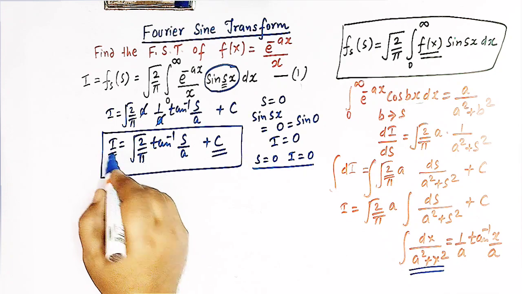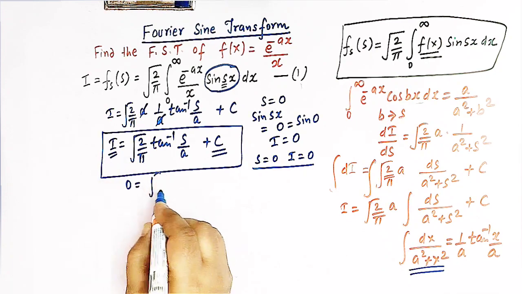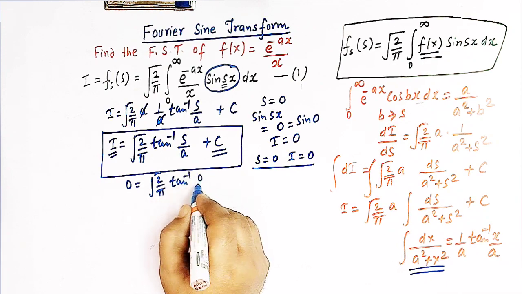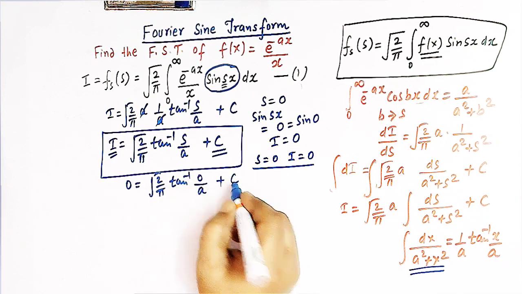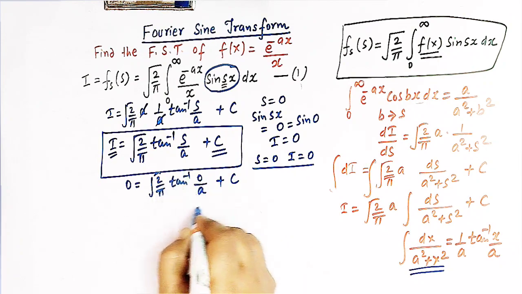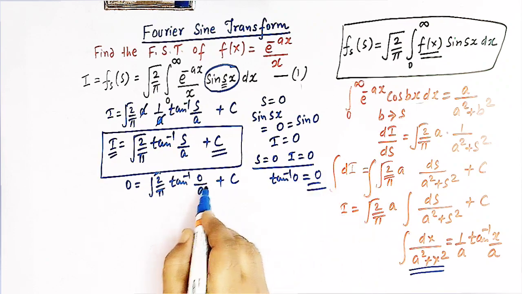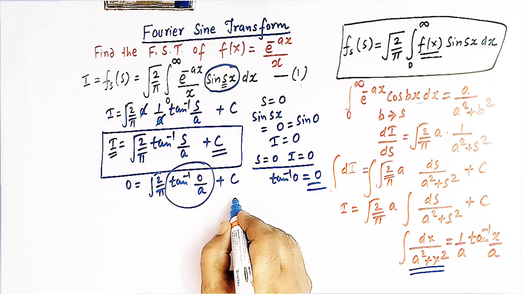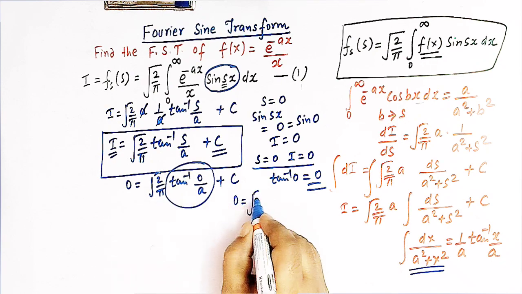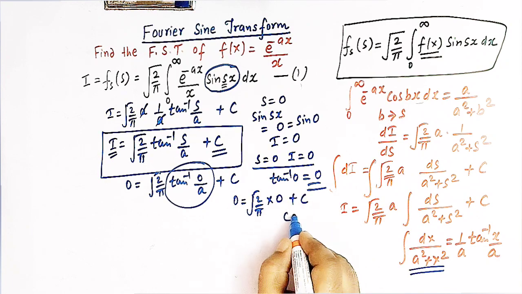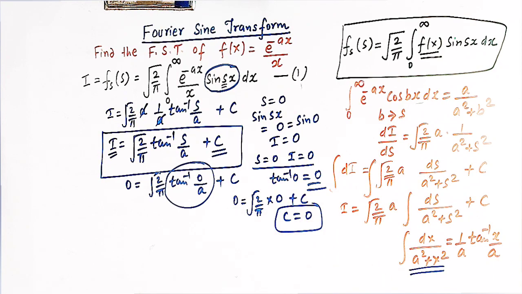So here we have 0, and here we have square root of 2 over pi tan inverse 0 over a plus c, right? And this is the tan inverse of 0, that is equal to 0, right? So this value is 0, so we have 0 is equal to square root of 2 over pi times 0 plus c, so c is equal to 0. Right? So the constant of integration c has the value 0.